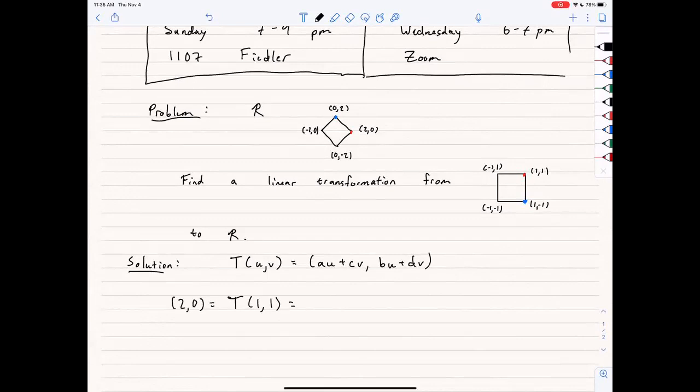And when I put (1, 1) into T, I'm going to get (A + C, B + D). And I also want this blue vertex (1, -1) to go to (0, 2). So I know that I want it to go to (0, 2). I put (1, -1) into T, and I'll get (A - C, B - D).